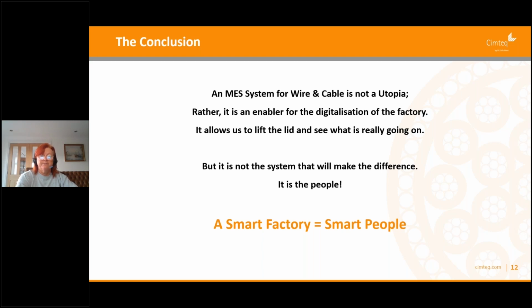The buzzword of the past few years is smart factory. But to me, it's not the factory that's smart. It's the people in the factory that are smart, using systems to enable them to make a difference, improve performance, and reduce costs. Okay, so that's the end of my presentation.